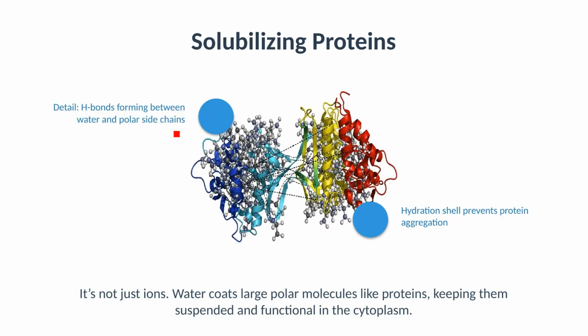And it's not just simple salts. Look at this complex protein ribbon. Water coats these giant molecules in a shell of hydration, interacting with their polar surfaces. This shell is what keeps protein suspended and functional in your cytoplasm. Without this water coat, your proteins would just clump together like old flour and stop working entirely.